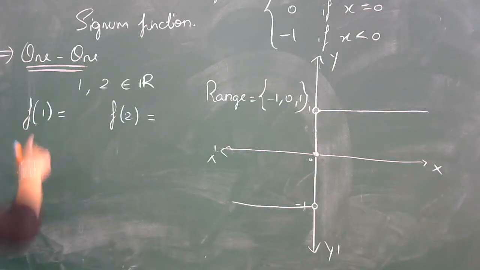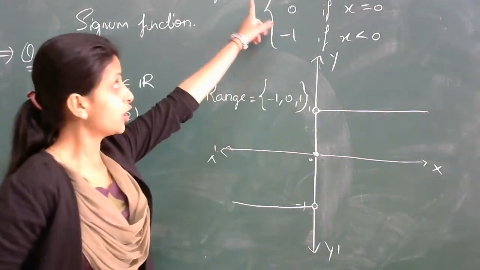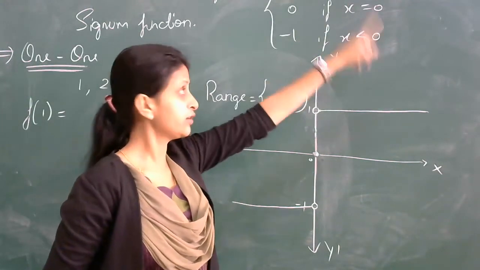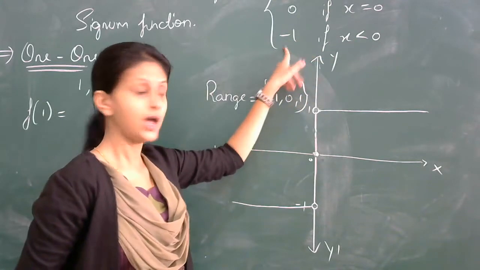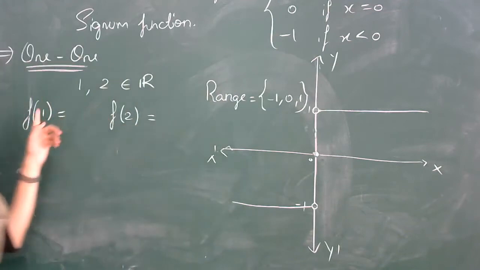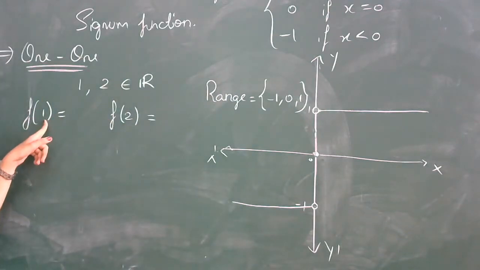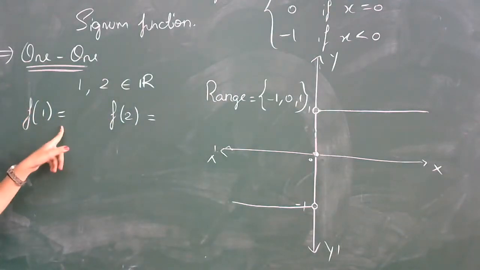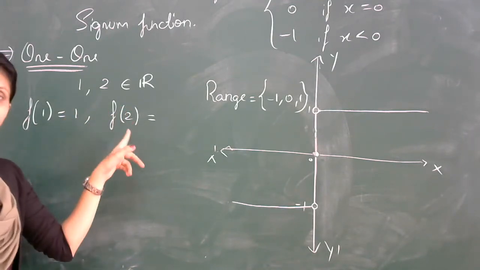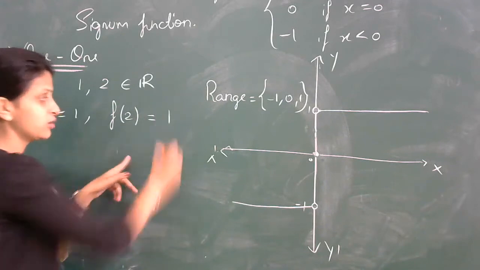F of 1, how is the function defined? For all positive real numbers, the function value is 1. For all negative real numbers, the function value is minus 1. And at 0, the function value is 0. So here you can observe 1 is a positive real number, so f of 1 will be equal to 1. F of 2, now 2 is again a positive real number, so f of 2 will be equal to 1.